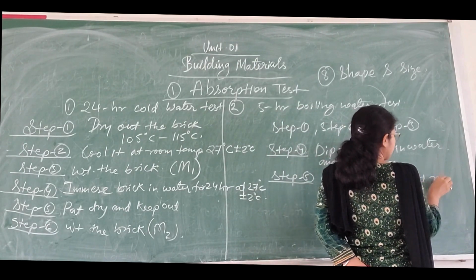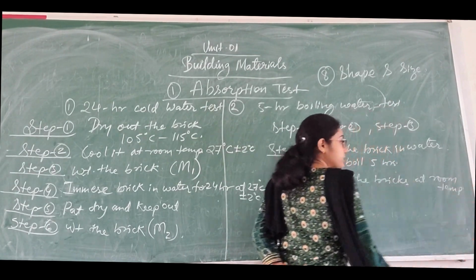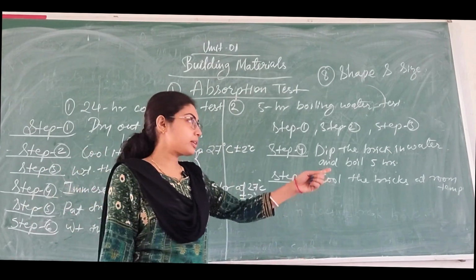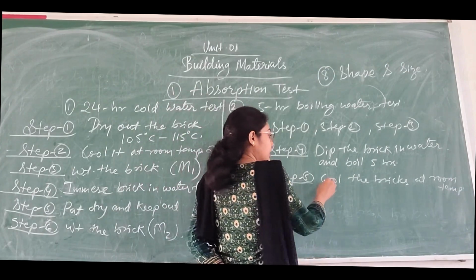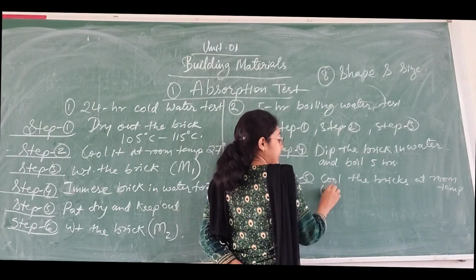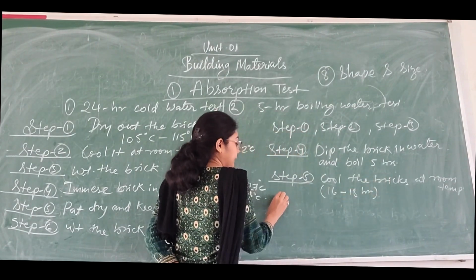at room temperature. I am not writing 27 degrees here; you need to understand it by your room temperature, which is 27 or 25 degrees, plus or minus 2, above and below. I am just writing here, cool the bricks at room temperature. It will take 16 to 18 hours for proper cooling.